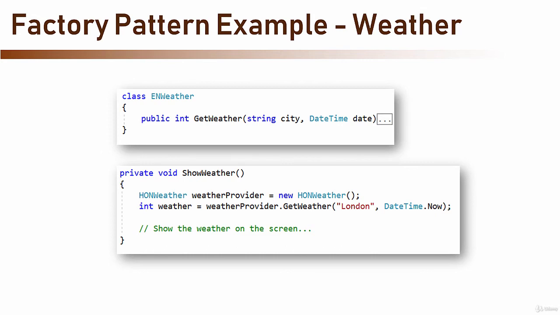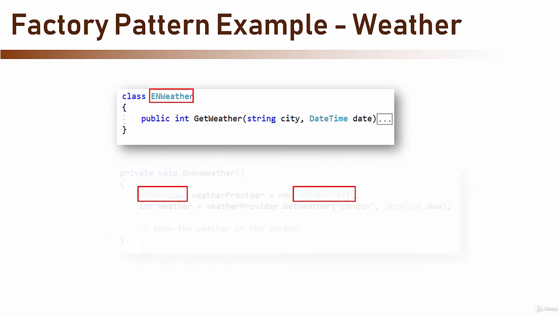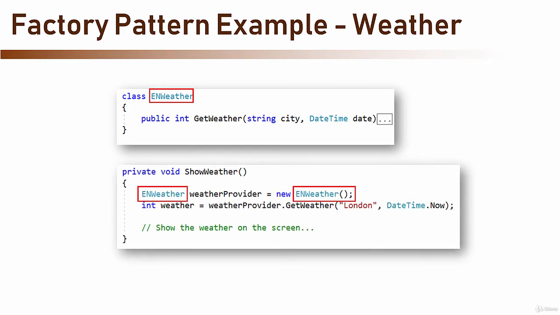Now what? Now, since the previous class, HON Weather, was directly created by the code using the new keyword, the team has to find all the places this class is used and change the code to create an instance of the EN Weather class instead of the HON Weather class. This is a tedious, boring, and an error-prone job. What the team found out is that new is glue. This is a common saying among developers and architects, and it shows that whenever we use the new keyword, we glue the code and the class together.